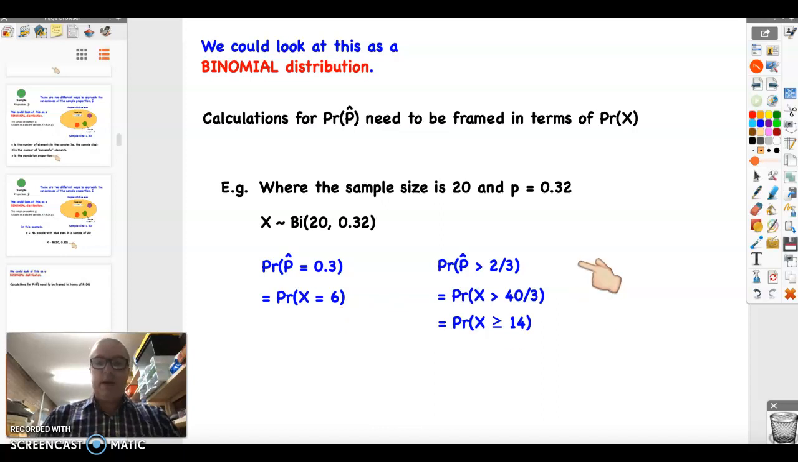Another example, a question might be what is the probability that the proportion will be greater than 2/3? 2/3 of 20 is 40 over 3. So we would convert that to the probability that x is greater than 40 over 3. However, x is a discrete number of people. So we would need to frame that in terms of the probability that x is going to be greater than or equal to 14. And we've seen in previous lessons how we calculate those probabilities with the binomial distribution.